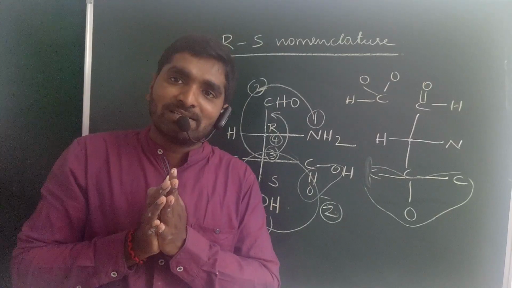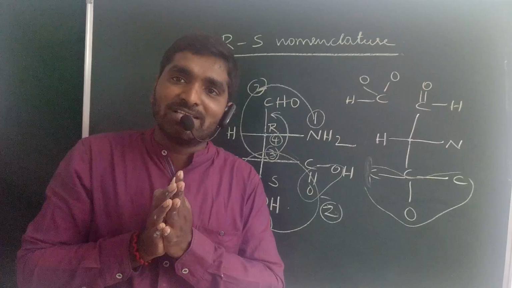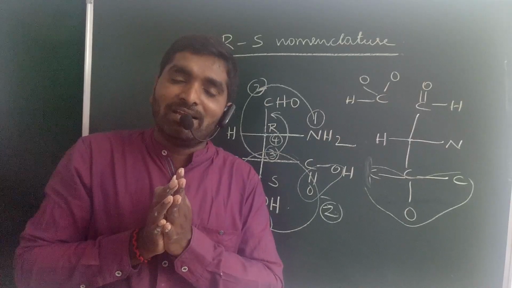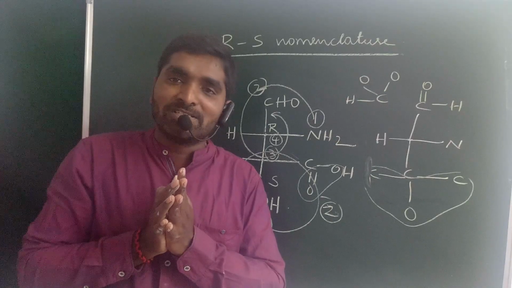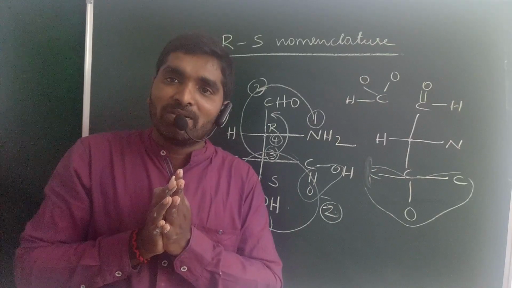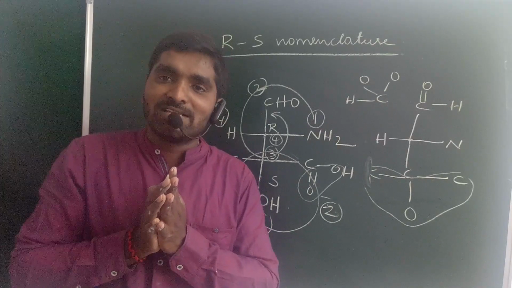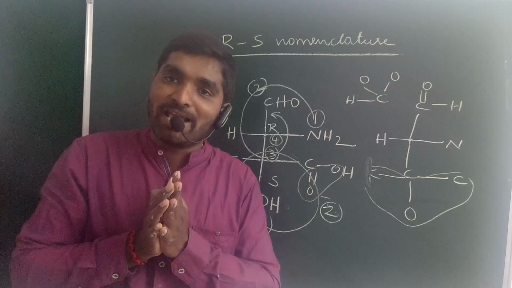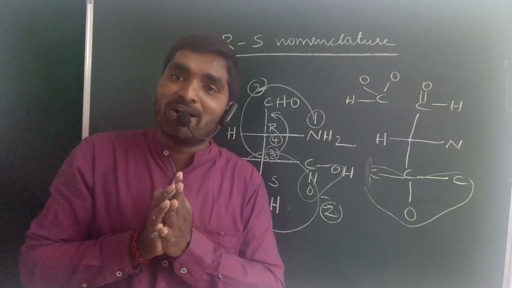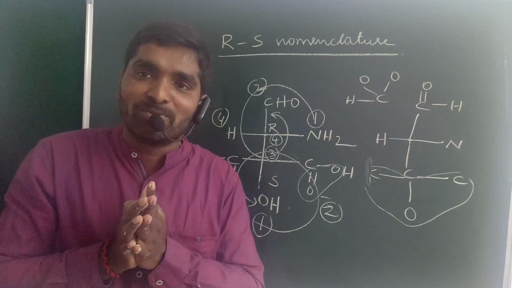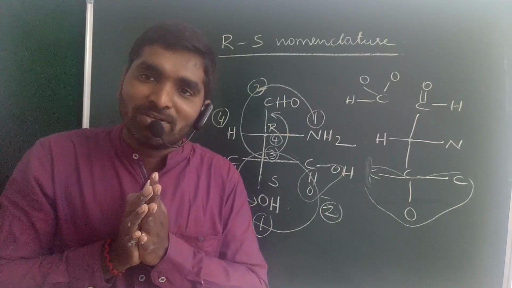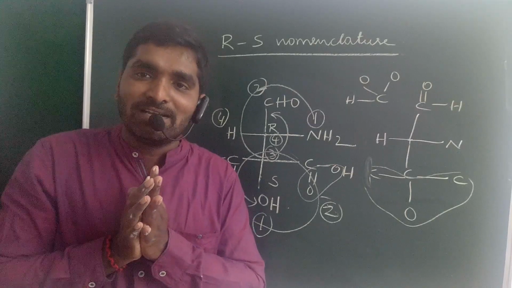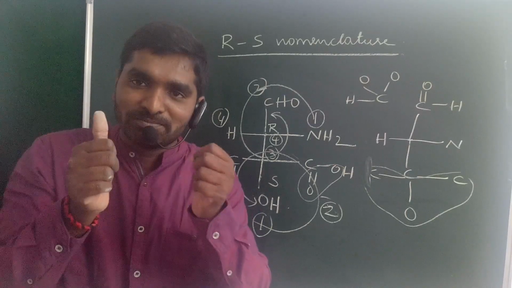In the next class, we'll discuss the RS nomenclature in the Zigzag formula. After completion of that, we can find the RS nomenclature, enantiomers, diastereomers, identical compounds and meso compounds with examples. Okay guys, I hope that you will enjoy this class definitely. Okay guys.